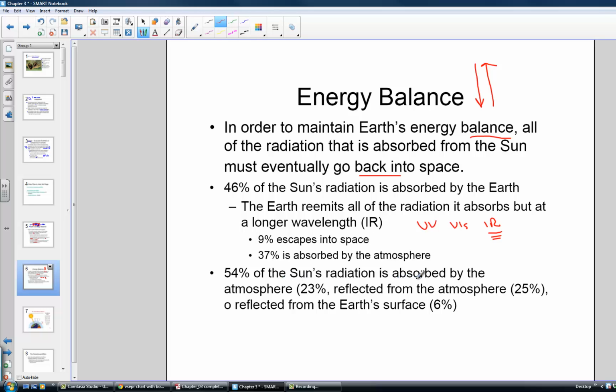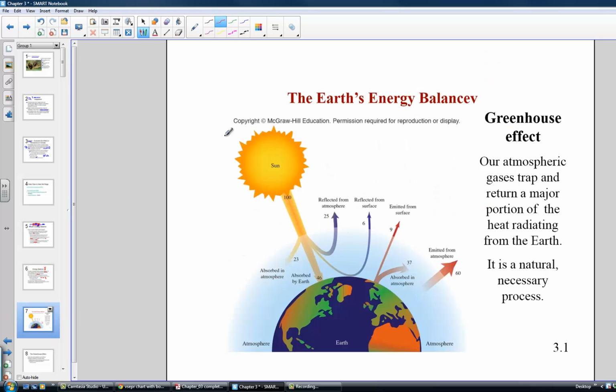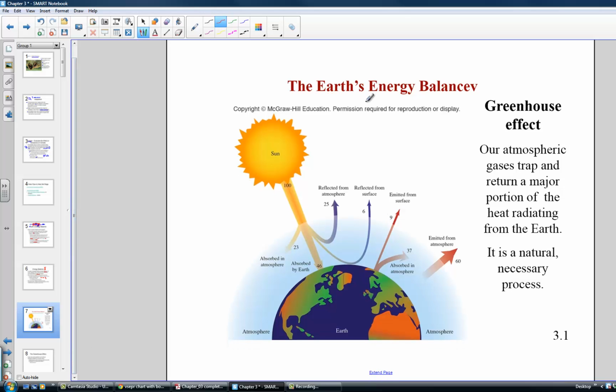54% of the Sun's radiation is absorbed by the atmosphere, 23% reflecting back, 25% reflecting from the Earth's surface, about 6%. So all of these percentages can be visualized with this particular slide, and this is very helpful in getting an idea of the word balance.